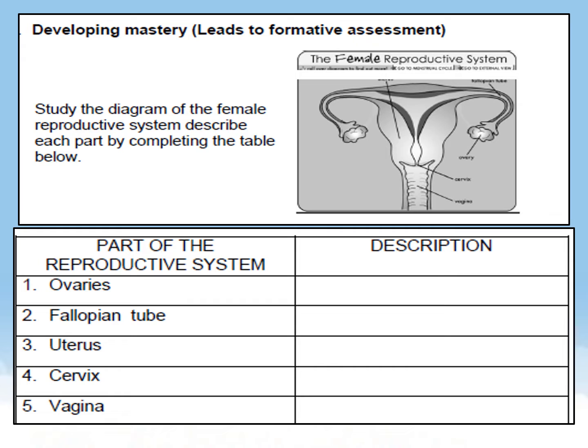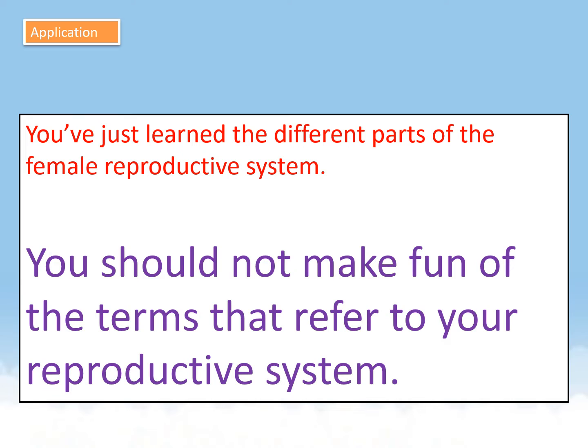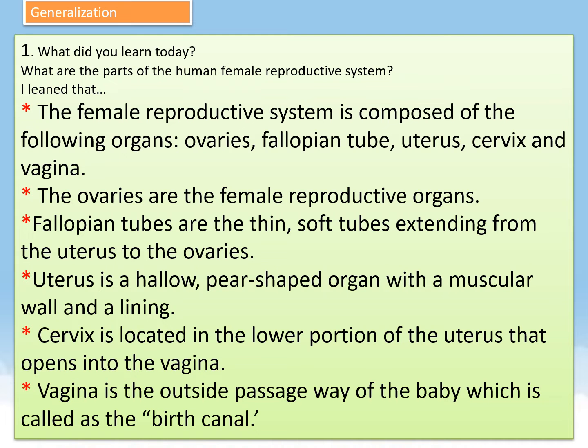Okay. Developing the mastery. Study the diagram of the female reproductive system. Describe its part by completing the table below. So, nandyan po ang part of the reproductive system, then write the description. Okay?